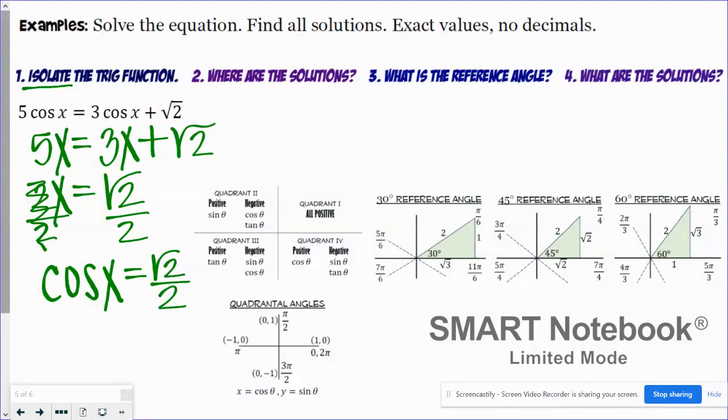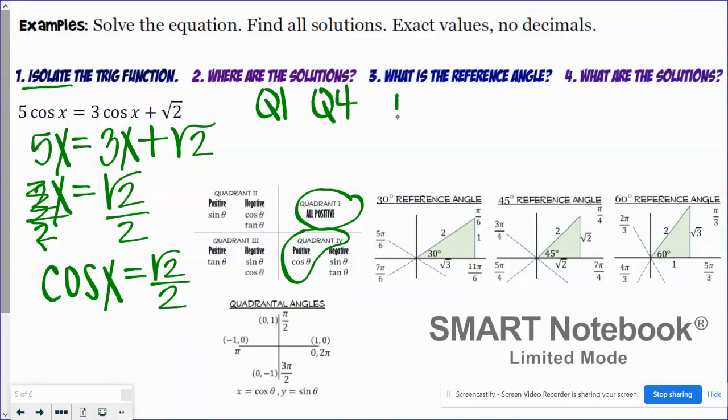Where are the solutions? Well, cosine is positive, and all of our functions are positive in quadrant 1, and then cosine is also positive in quadrant 4. So our solutions are in quadrant 1 and in quadrant 4.